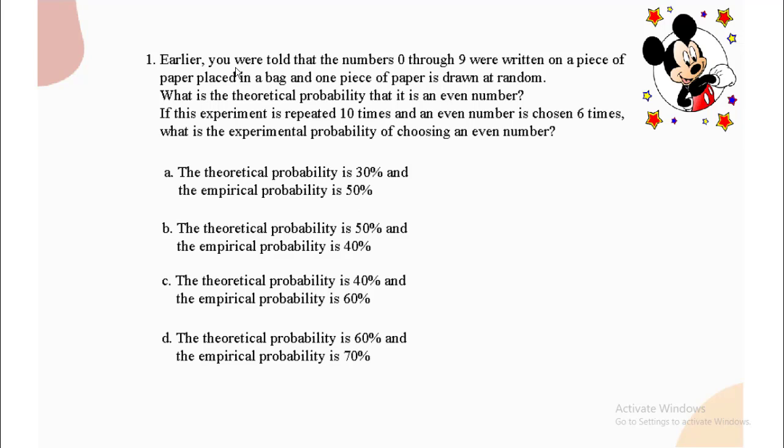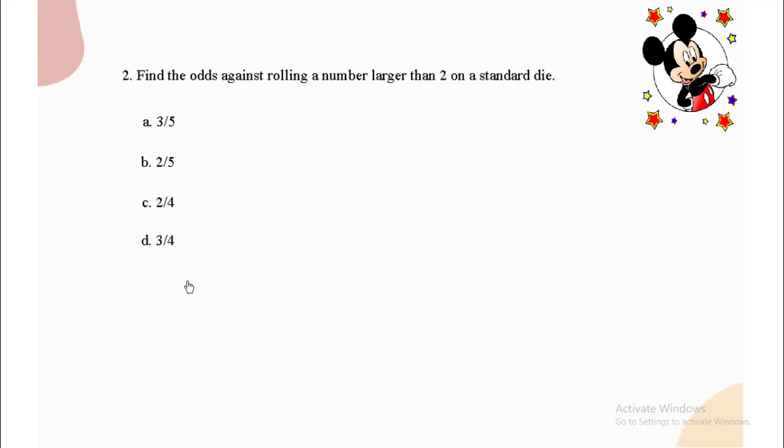Number 1. Earlier we were told that the numbers 0 through 9 were written on pieces of paper placed in a bag, and one piece of paper is drawn at random. What is the theoretical probability that it is an even number? If this experiment is repeated 10 times and an even number is chosen 6 times, what is the experimental probability of choosing an even number? We choose randomly, for example answer C. Number 2, find the odds of rolling a number larger than 2 on a standard die. We choose randomly, for example answer C.